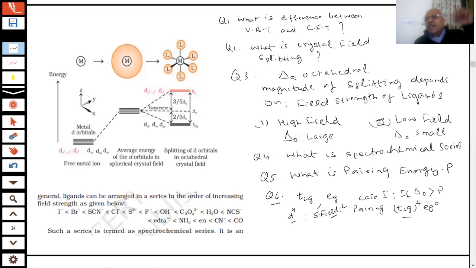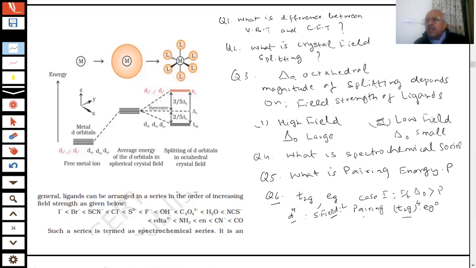If an electron is single, we are going to pair it up. There will be an expense; energy will be required to do that. But that energy is much less as compared to the energy required to move the electron from T2g to Eg orbital. So will it be a high spin complex or a low spin complex, students? Fast. A high spin complex. This will be a high spin complex.